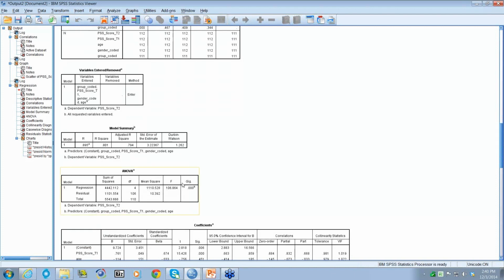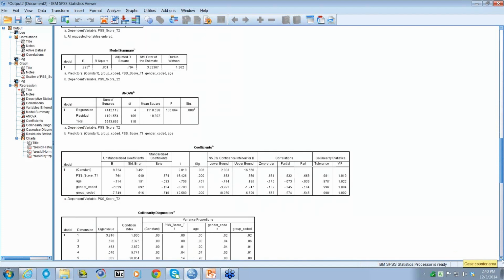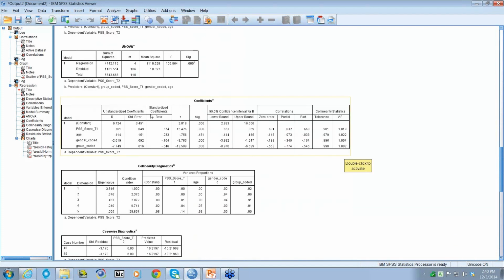And for your model significance, you look over here at the ANOVA table. If it's less than 0.05, you have a significant model. Let's look down at the coefficients. This is the fun part. You look at this table here with the little b's, or it's a big B, I guess, and here are your numbers. This number gets multiplied by your pretest score. This number here is going to get multiplied by age. This one here is going to get multiplied by the person's gender, if they're a female. And here's our group, whether they're experimental or control.